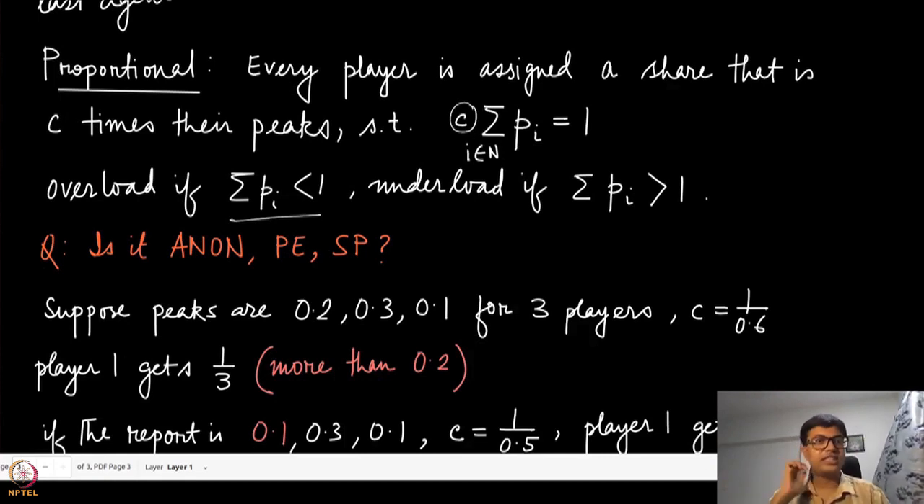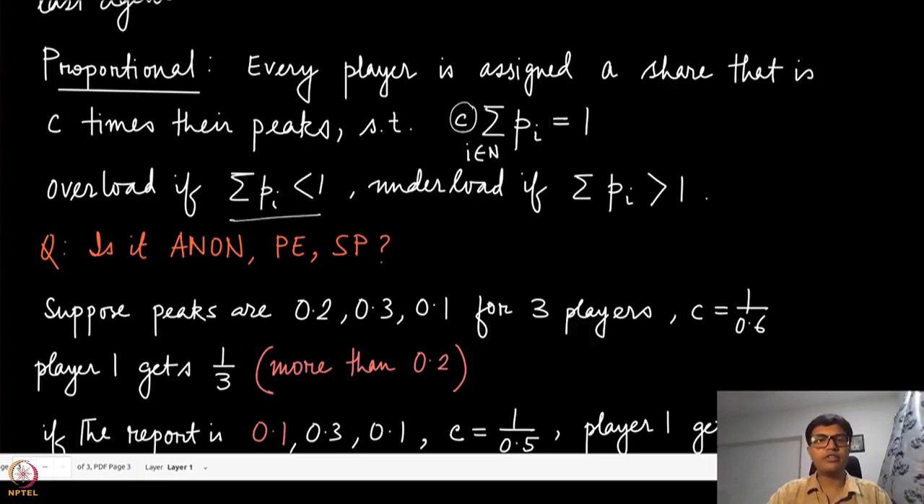Now the question is whether this is anonymous, Pareto efficient, and strategy proof. You can easily argue that this is anonymous and Pareto efficient. The anonymity comes from the same constant. We are either overloading or underloading all the agents in an equivalent way. So even if we alter their preferences and also their names, the allocation will not change. It will go to those permuted agents in the same share.